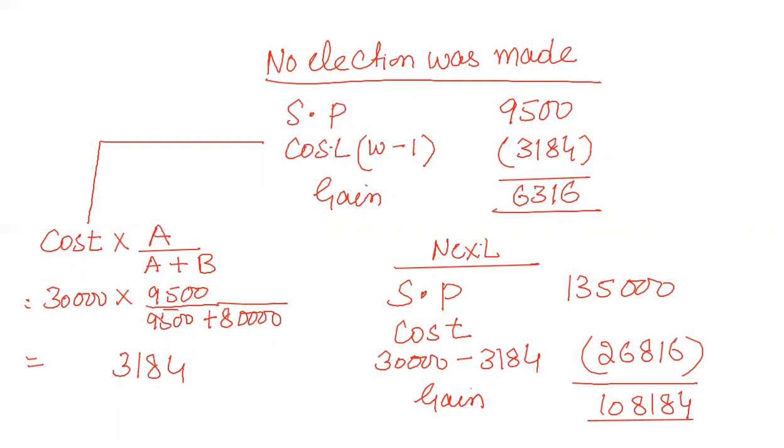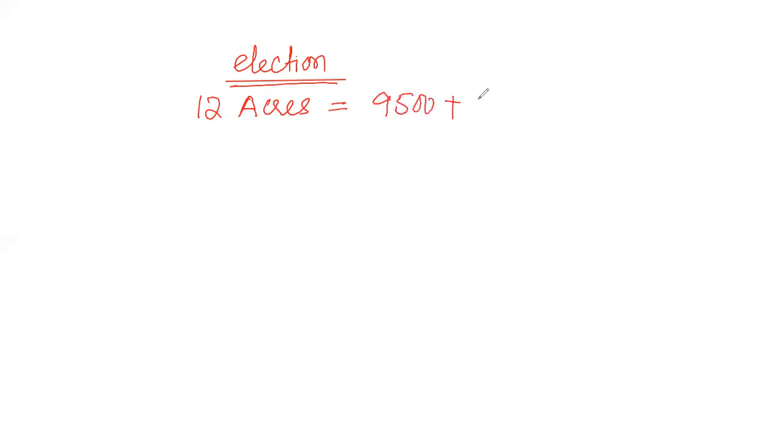Now let's move ahead with the case where an election for deferral has been made. In case of election, first of all we have to check what the situation is. So the whole 12 acres' worth we have to identify, and that is 9,500 plus the remaining 80,000. So the total worth is 89,500. And this is the only land that has been sold in this year. So the sale proceeds received are 9,500.